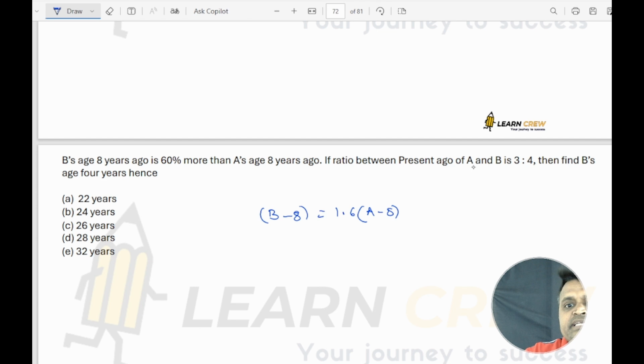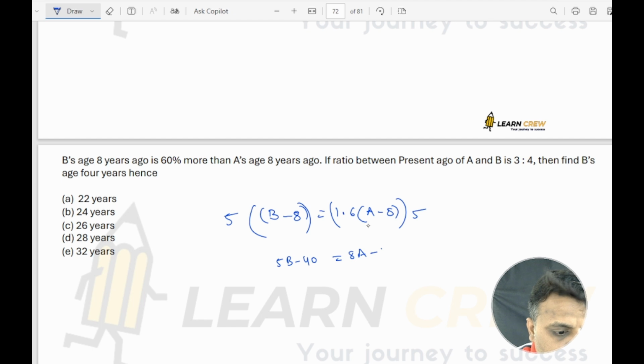The ratio between the present ages of A and B is 3:4. If A is 3 parts, B is 4 parts. What is the relation you can bring out? Please see here. What I am doing is multiplying this with 5 on both sides, thereby 5b minus 40 is equal to 5.8a minus 40. Multiplying the 40 with 5, and 5 into 1.16, so now I will get 5.8a minus 5b is equal to 24.